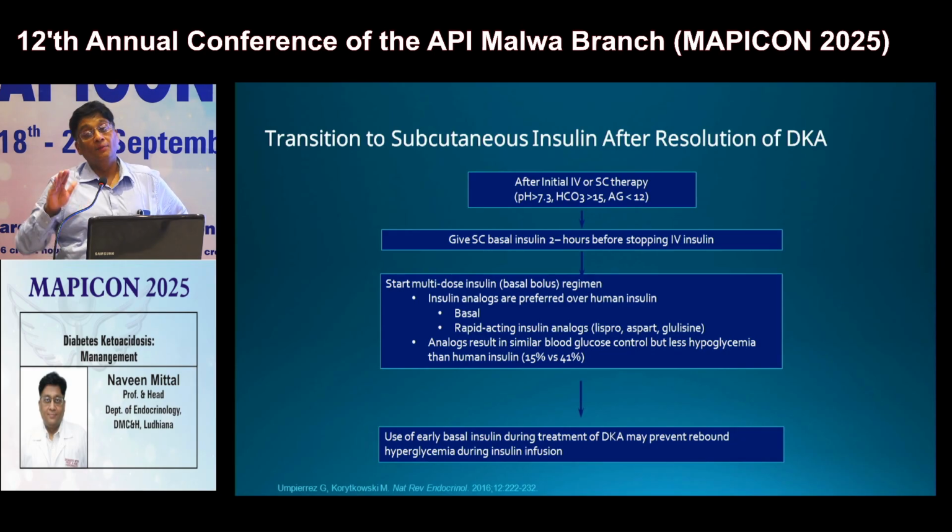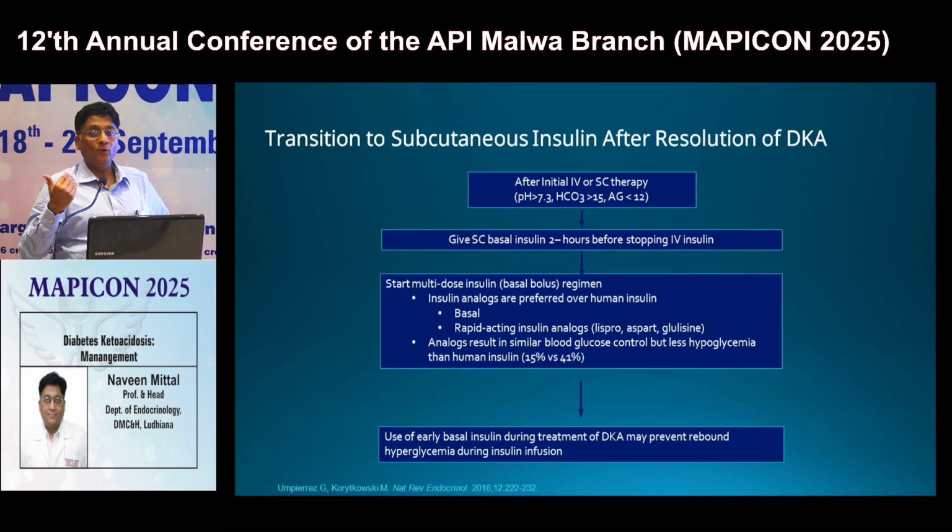Why? Because subcutaneous insulin को काम करने में थोड़ा टाइम लगेगा. यदि आप IV insulin इधर से बंद करो, subcutaneous दो, 2 hours would be there when there is no insulin in the body, or 1 hour would be there when there is no insulin in the body, और पेशेंट फिर से कीटोएसिडोसिस में चला जाएगा. So there should be an overlap of 1 to 2 hours before you stop the IV insulin.